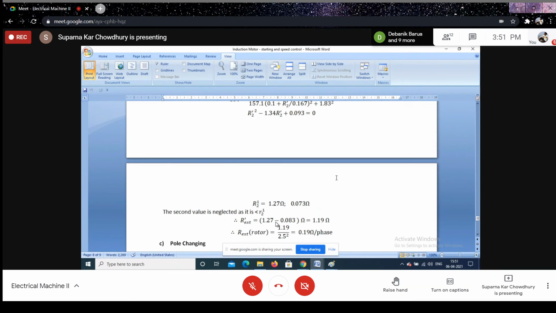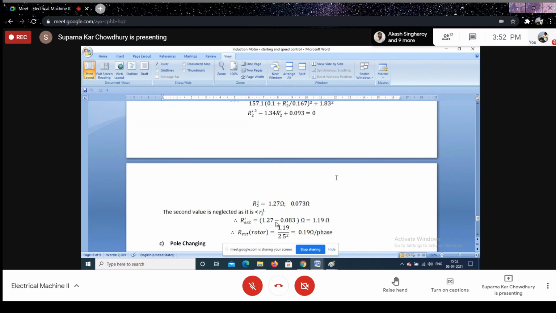So external resistance R external dash, that is referred to the stator side, will be 1.27 minus 0.083, which is equal to 1.19 ohm. So the actual value of the resistance which is connected to the rotor will be the value of R external dash divided by the turns ratio square. So that is 0.19 ohm per phase.